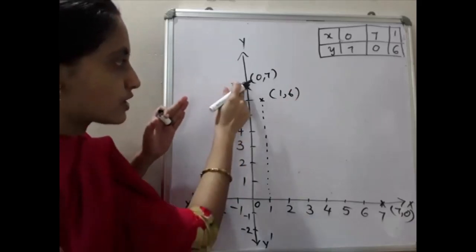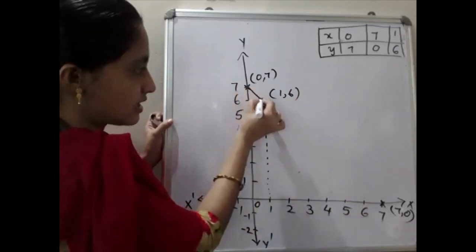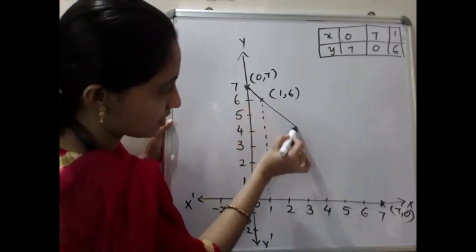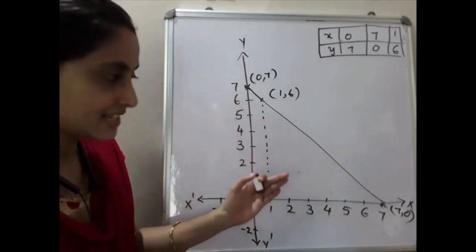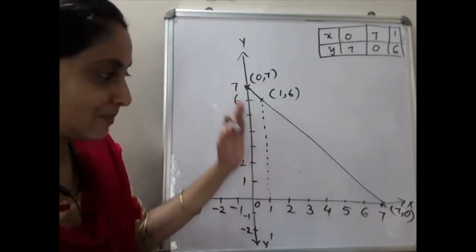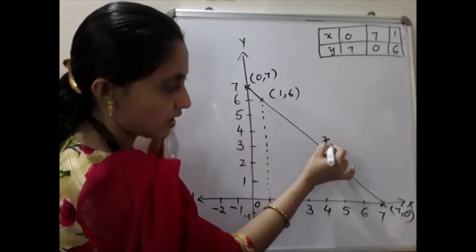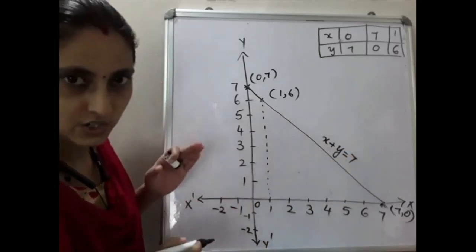Now you have 3 points. Just draw a line. Maybe it is not a correct straight line, because I am drawing freehand, so maybe a zigzag is there. Please assume that it is a straight line. So what is our equation? The equation of our line is x plus y is equal to 7. That also you have to mention.